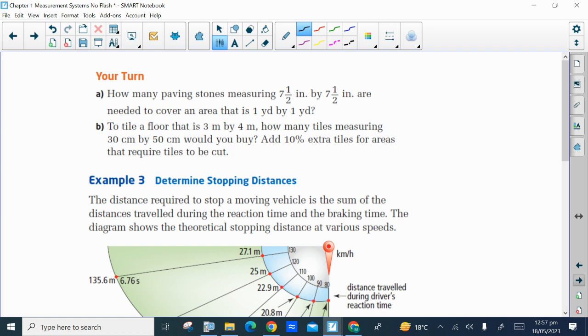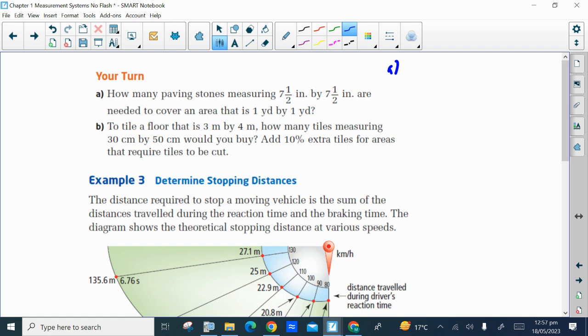Looking on the next page, it says how many paving stones measuring 7.5 inches by 7.5 inches are needed to cover an area that is 1 yard by 1 yard. So we're working within the imperial system for this one exclusively. We don't have to convert between the two, but we are going to have to do some work within the imperial system.